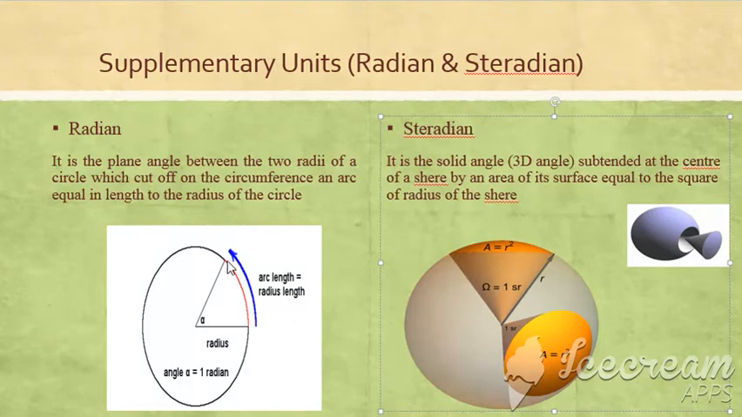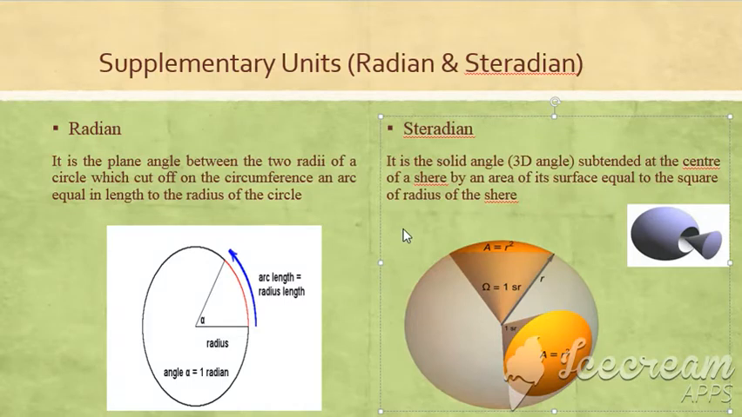When we look at the length of this arc, it is just equal to the radius of the circle. So when an angle between the two radii is made in such a way that it cuts off on the circumference of the circle an arc, this red line, which is equal in length to the radius of the circle, then this angle alpha will be nominated as radian, and it is also termed as plane angle.